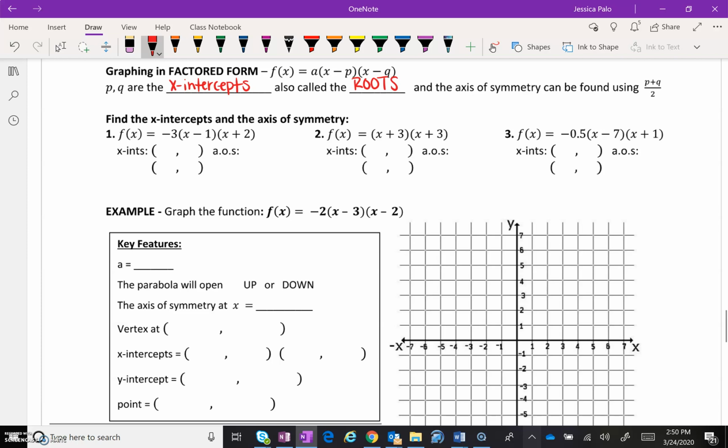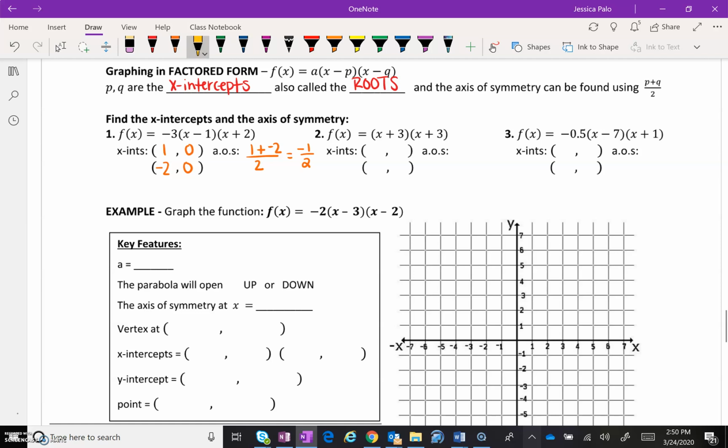So let's find our roots in example 1. So our first x-intercept is 1, 0. The second one is -2, 0. And then the axis of symmetry would be 1 plus negative 2 divided by 2, which would give us negative 1 divided by 2, which is negative 1/2. So the axis of symmetry would be negative 1/2.